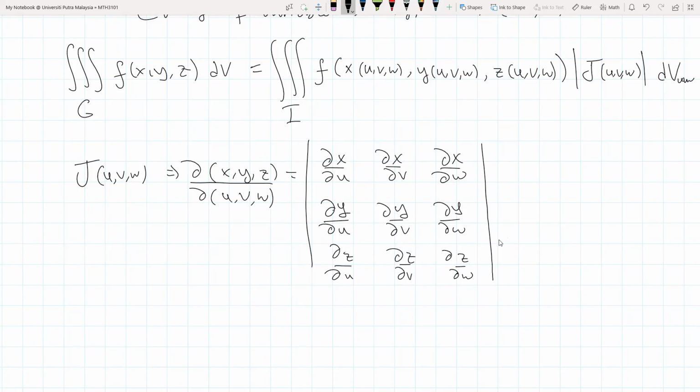Okay, so you can apply this to a higher dimension. For example, if I have x1, x2, until xn, and this corresponds to the space of, let's say, u1, u2, until un. So this is the same algorithm.